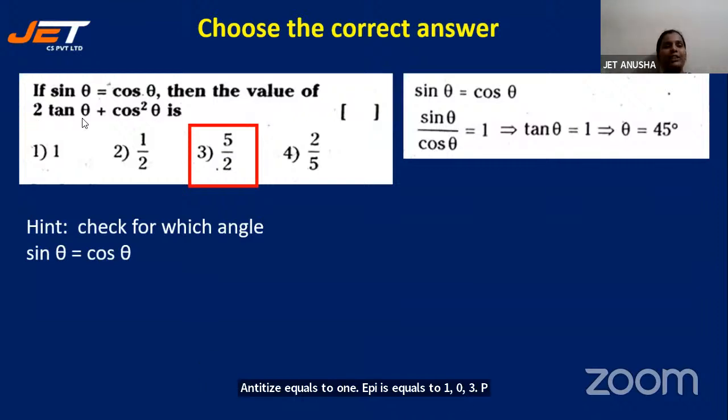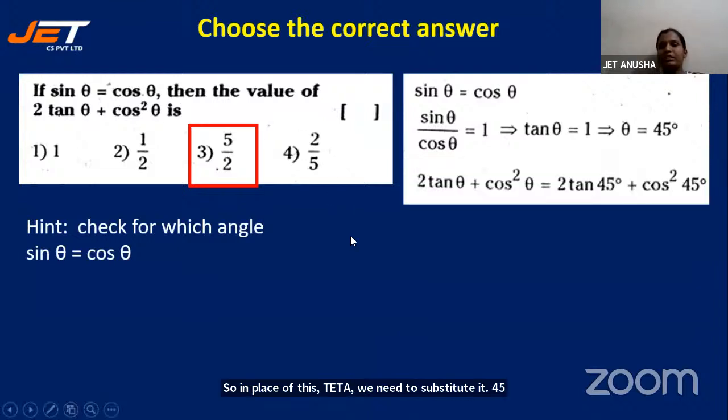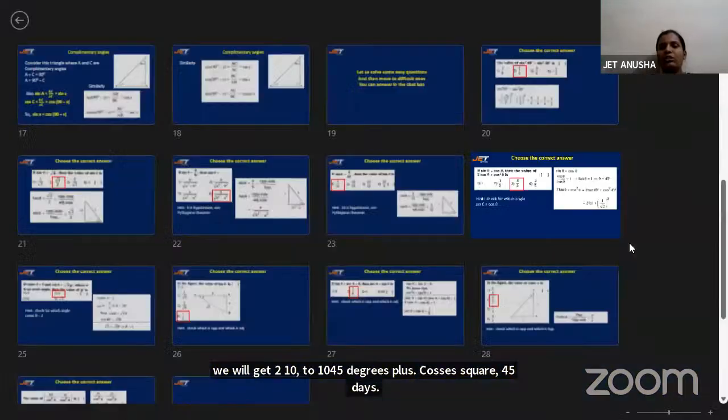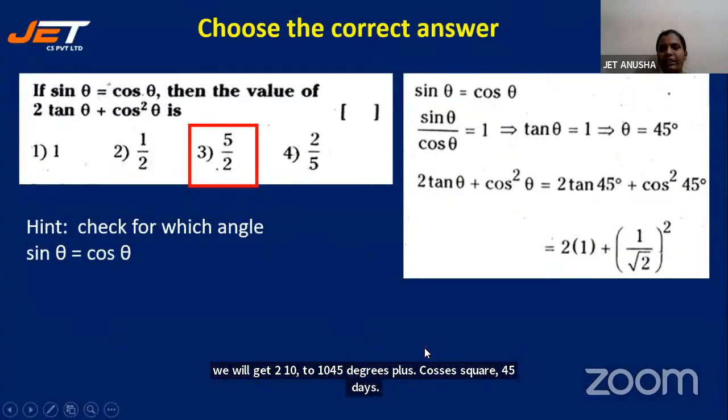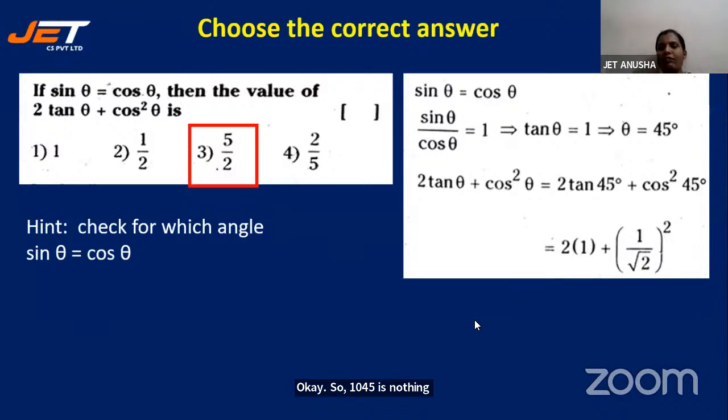So in place of this theta, we need to substitute 45 degrees. So we will get 2 tan 45 degrees plus cos square 45 degrees. Okay. So tan 45 is nothing but 1. So cos 45 degrees is nothing but 1/√2.